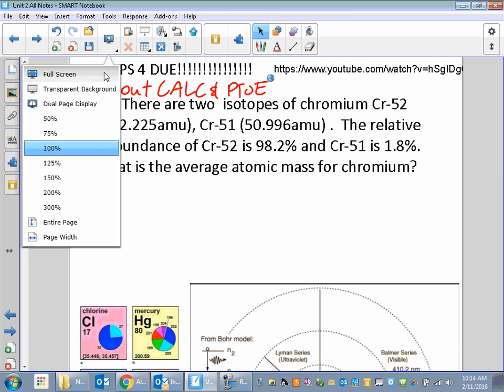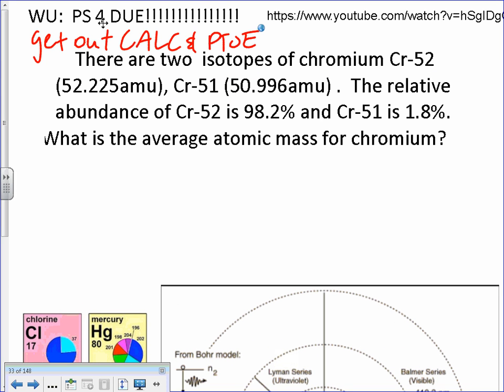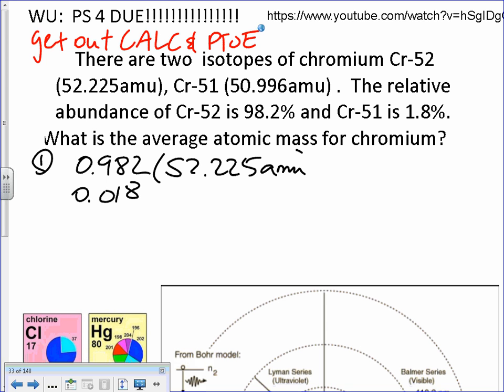So this is only going to take you a minute longer if you're not finished yet. Your first step was to take your percentages and make them decimals, so 0.982 and 0.018, your 2 percentages, and then you multiplied by the actual mass that it's related to. So the 52 one is the 98.2, which you're going to multiply by the full mass versus the rounded version, just so we don't have any rounding error. And then the 0.181 is the 51, which is 50.996 AMU. Okay, so what do you guys get for the first one?